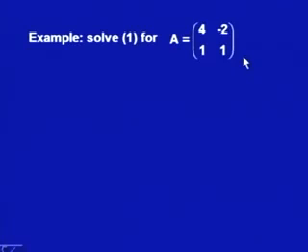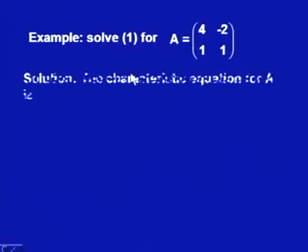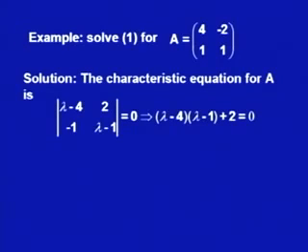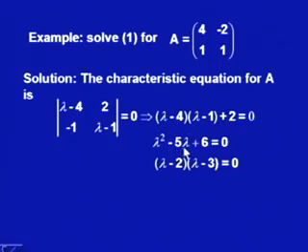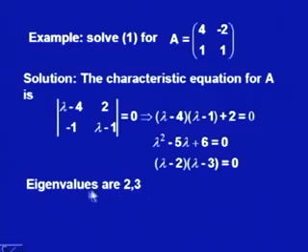A 2 by 2 matrix is given to us. According to the first step, we first have to find the eigenvalues. For this, the characteristic equation for A is the determinant of this 2 by 2 matrix. It simplifies to (lambda minus 4) multiplied by (lambda minus 1) plus 2 equal to 0. We further simplify, it is lambda squared minus 5 lambda plus 6 equal to 0, and factorizing it, it is (lambda minus 2)(lambda minus 3) equal to 0, and that gives us eigenvalues 2 and 3.